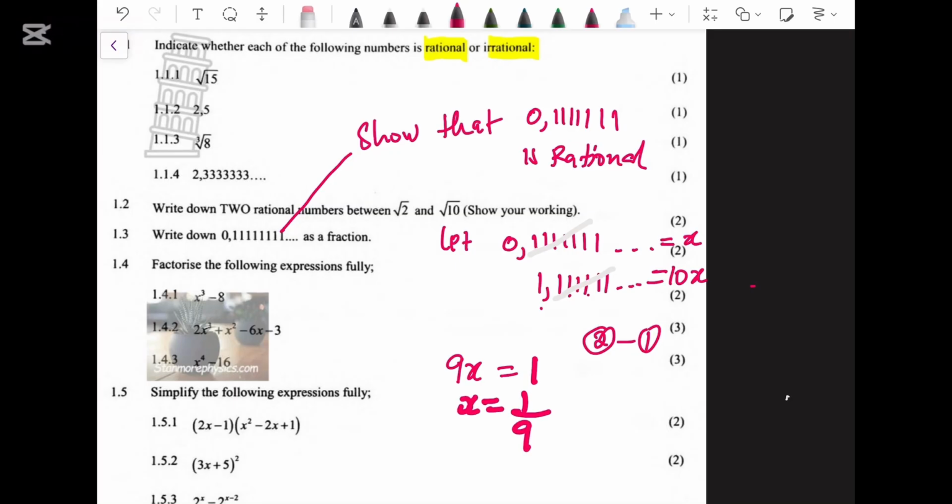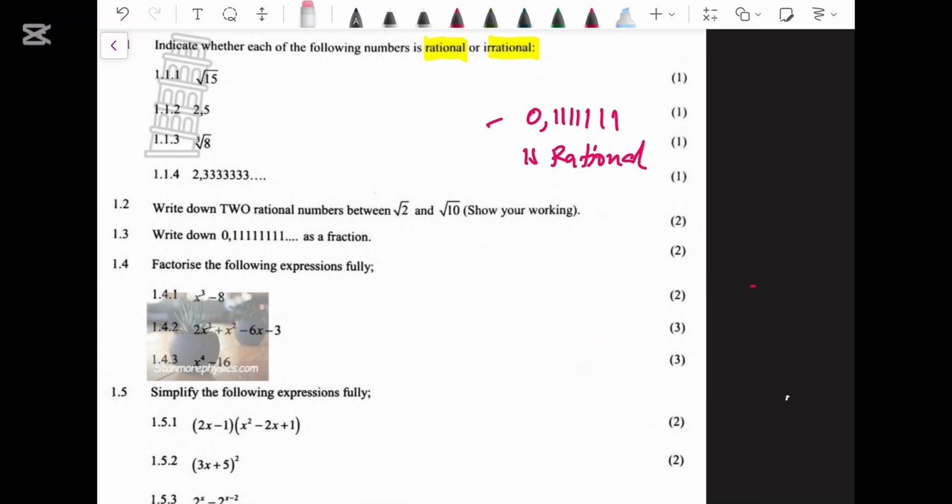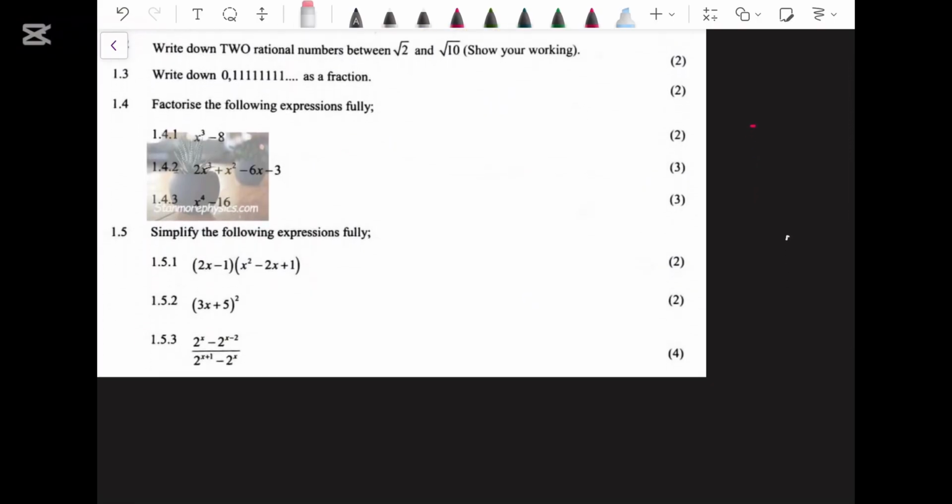Okay, let me move to the next one. The next question we have is x to the exponent 3 minus 8. We can see here that 8 is the same as 2 to the exponent 3. So now here we have a difference of 2 cubes.